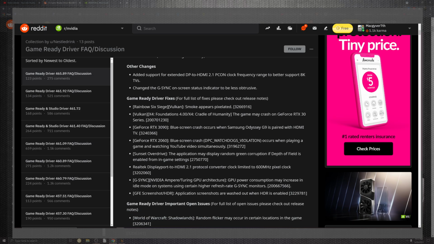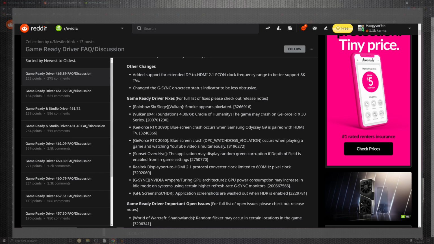But other changes that they have looked for as far as support from the DP to the direct HDMI 2.1, the PCON, for as far as the clock frequency rating, is better now supported for 8K TVs, which had been an ongoing issue for a lot of people that were adopting that technology. That would suck, honestly. I would hate to expend that much money and have that happen. I'm very curious to hear in the comments if anyone has had this happen.